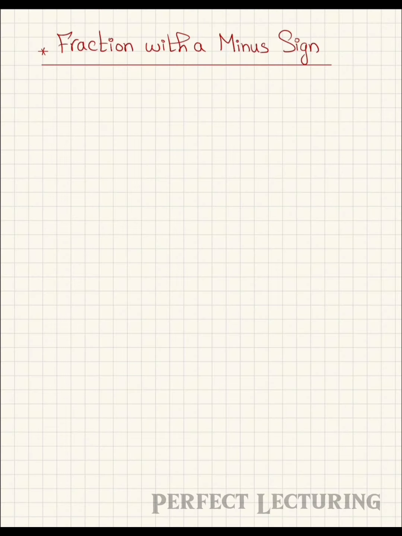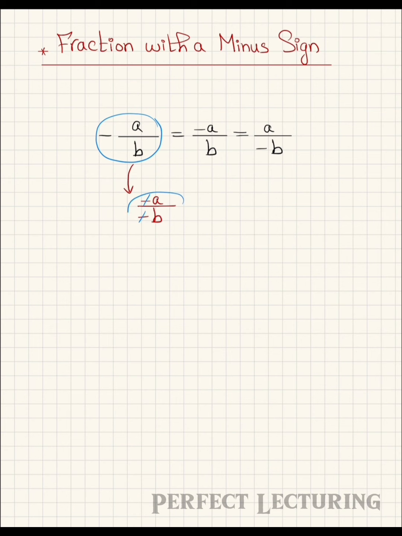The next mistake is when we have a minus sign next to a fraction. So if we have minus a over b, this is equal to minus a over b as well as a over minus b. So all of these are the same. Now the common mistake is the following. Some students write it as negative a over negative b, and of course this is wrong because I will end up canceling the minuses, and this appears like a negative value is equal to a positive value.